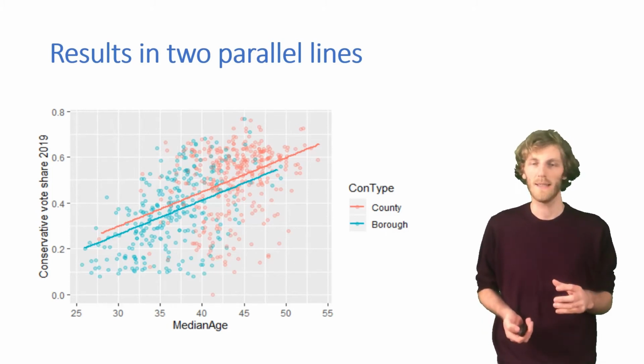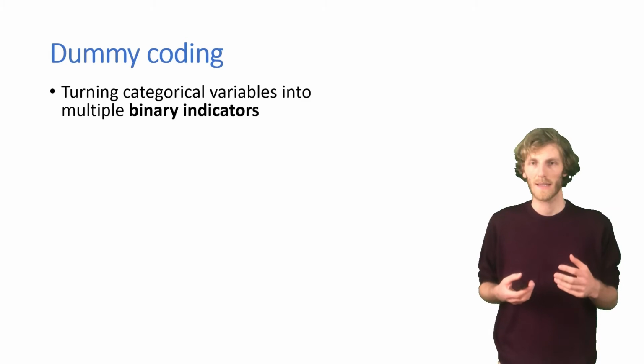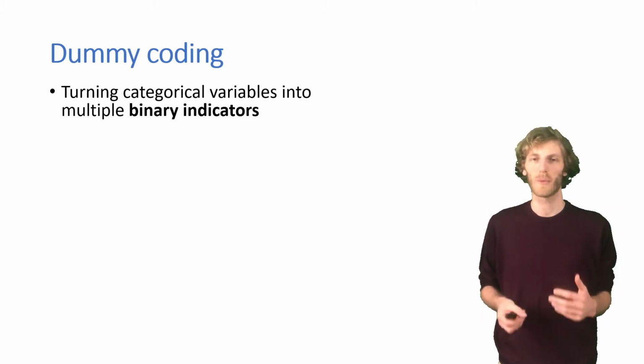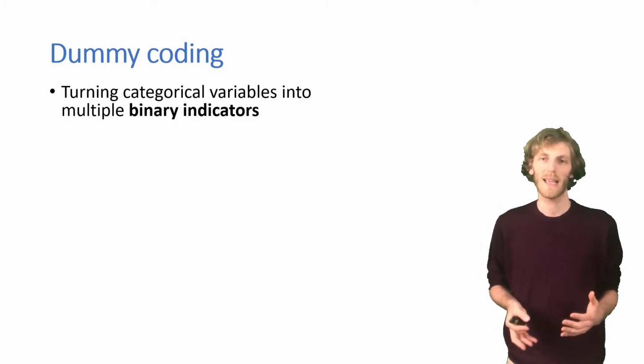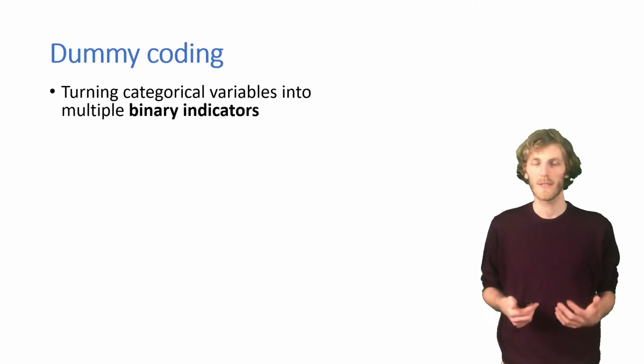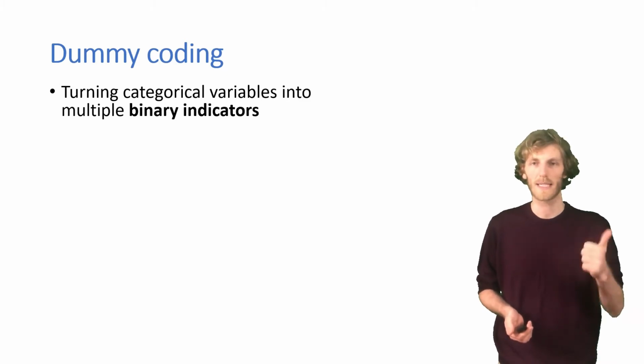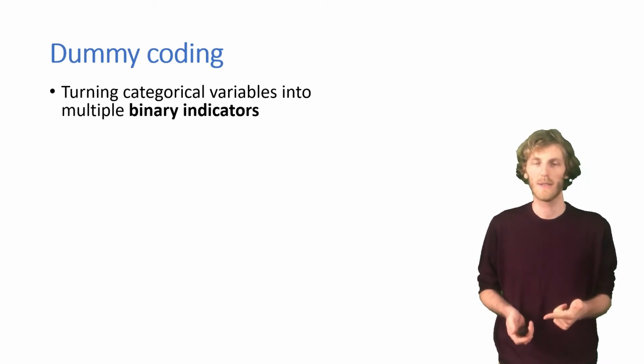What we have just done here, by adding the categorical variable, is we have used dummy coding. We clearly can't use a word like county or borough in a mathematical formula. So instead we need to use binary indicators that are just yes-no indicators. And conventionally we say 1 is yes, 0 is no.